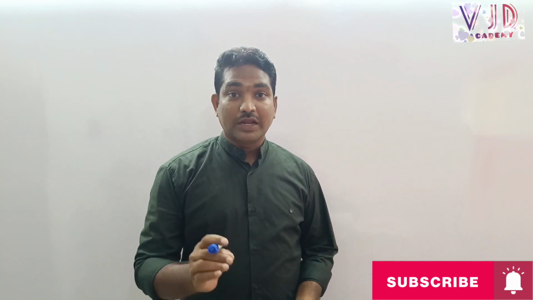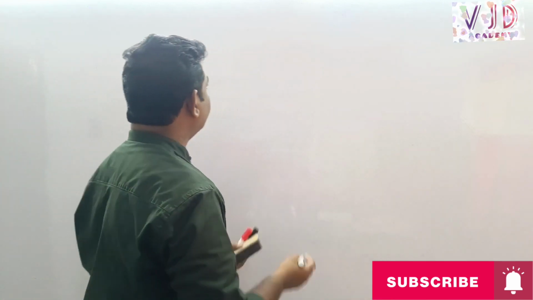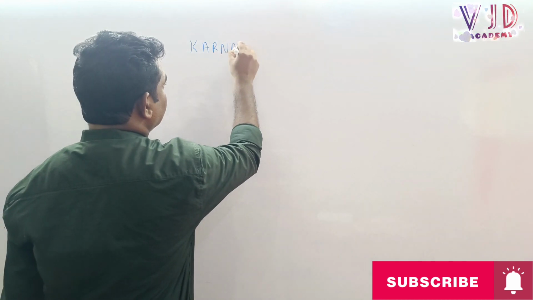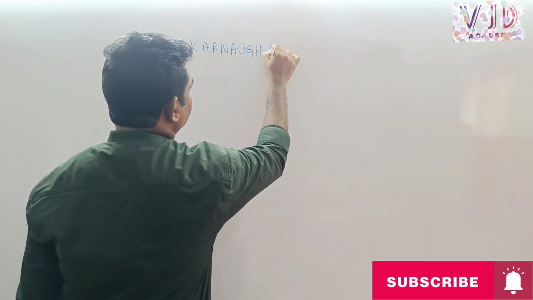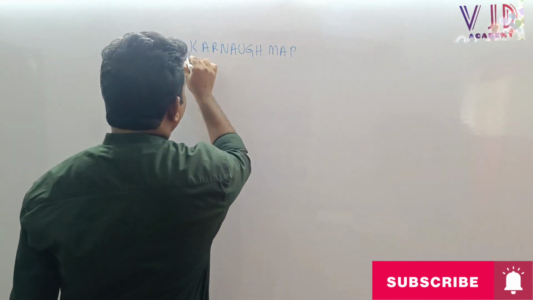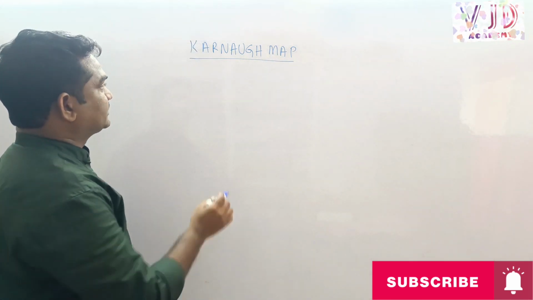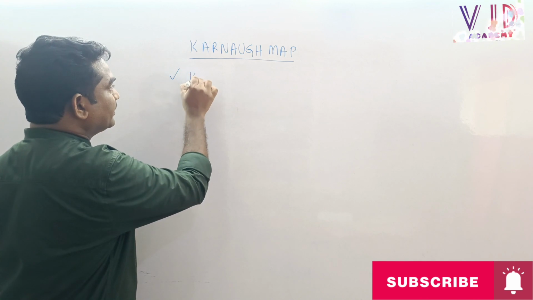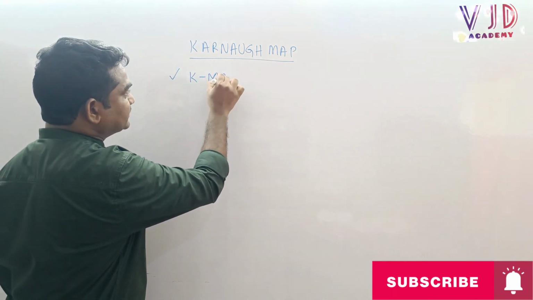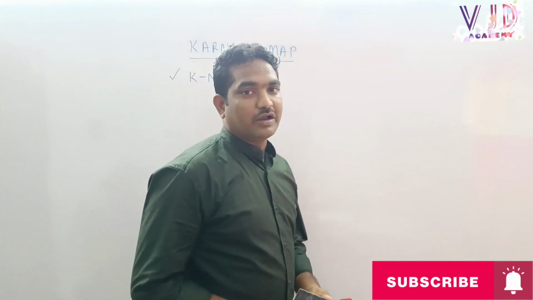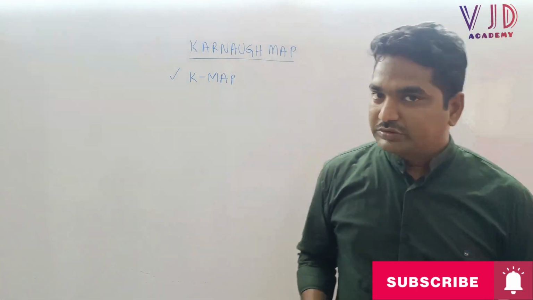Today I would like to teach one more new concept called Karnaugh map. Karnaugh map is also called simply K map. We can simply call it K map or Karnaugh map. What is the speciality of Karnaugh map and what is the use of Karnaugh map?